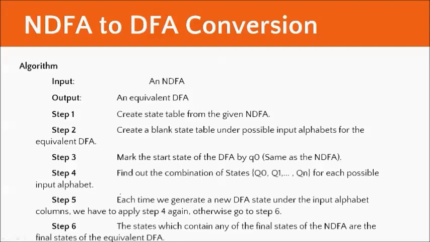Step 4, find out the combination of the states. Okay, what are the states given for each possible input alphabet? Step 5, each time we generate a new DFA state under the input alphabet columns, we have to apply step 4 again. Otherwise, go to step 6, wherein the state which contains any of the final states of the NDFA are the final states of the equivalent DFA. So again, we are to discuss the transition table by next meeting class.